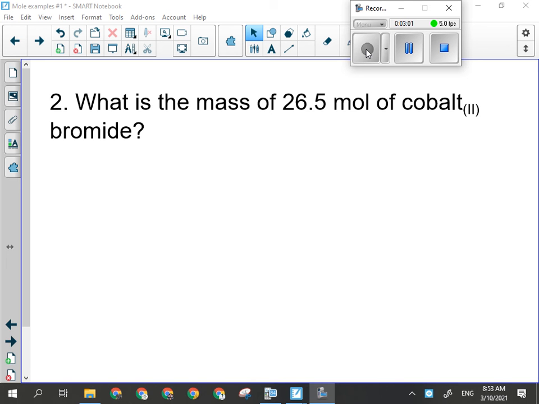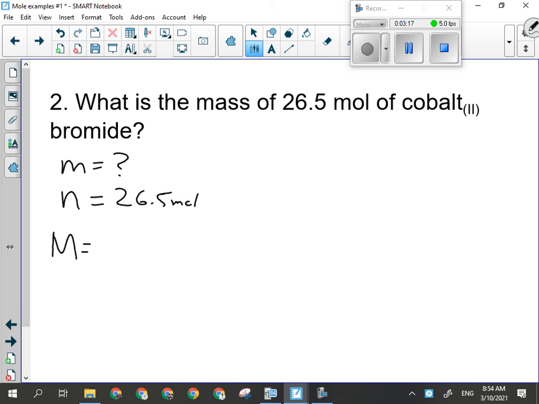On this one, it's asking us, what is the mass? Mass is little m, so that's what we're looking for. They're telling us 26.5 moles, so they're giving me N, and they're telling me that it's cobalt-2 bromide. So here's cobalt, here's bromine. What does the Roman numeral tell me again? Right, that the charge is 2, not that the number is 2. That's what I'm going to use to drop and swap this compound. Bromine's a -1, so I'm going to have CoBr2. It's really important that we remember that.